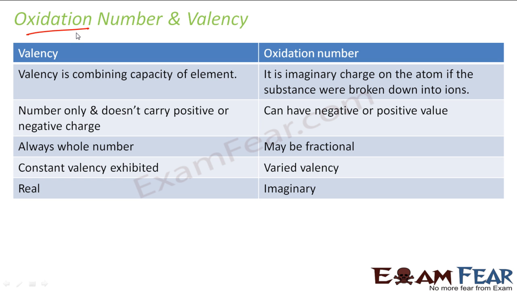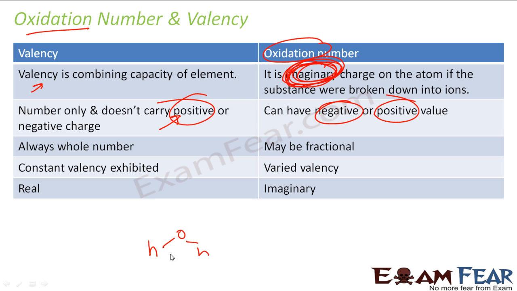Also, if you want to understand the difference between oxidation number and valency, valency is nothing but the accommodating capacity of an element. We have learned this in the atoms chapter. Oxidation number, as I told, is an imaginary charge, which appears if the substance is broken into ions. Valency will always have positive values, but oxidation number can have positive and negative values. For example, in water, this one is positive, this one is negative.